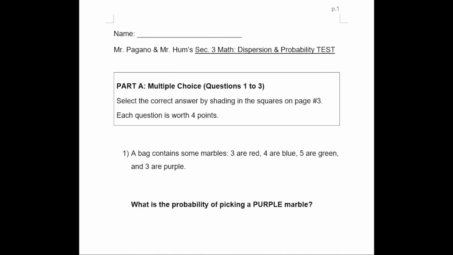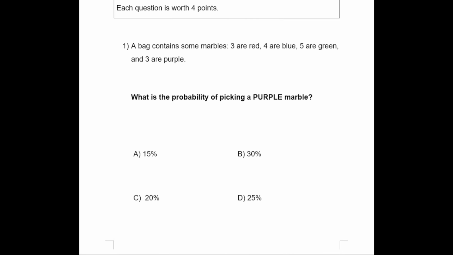All right, so let's do this dispersion and probability test together. So question 1, a bag contains some marbles. 3 are red, 4 are blue, 5 are green, and 3 are purple. The question is asking, what is the probability of picking a purple marble?